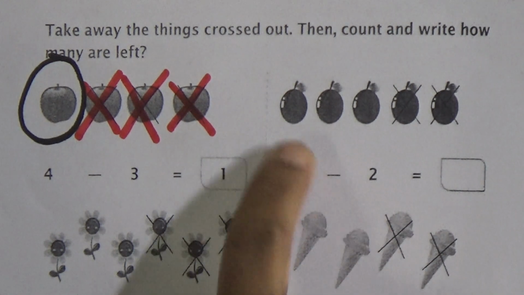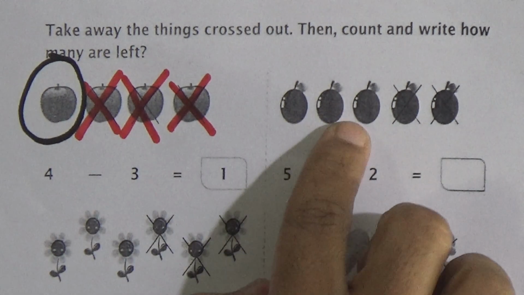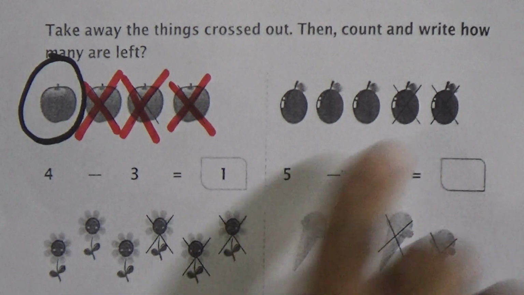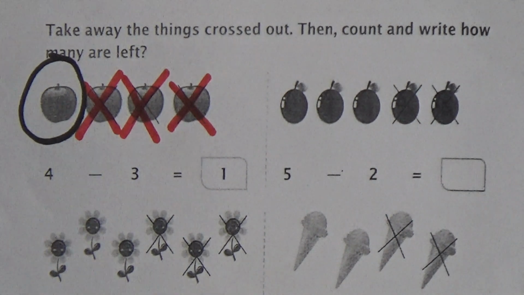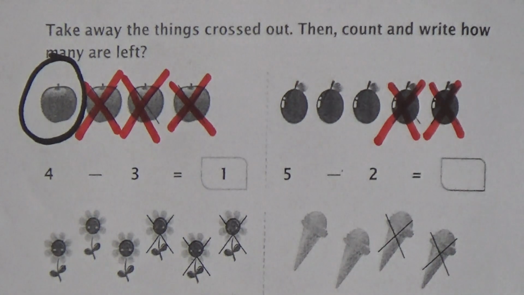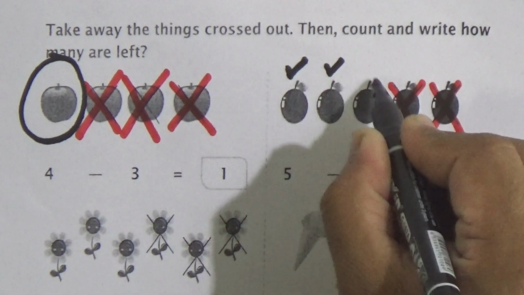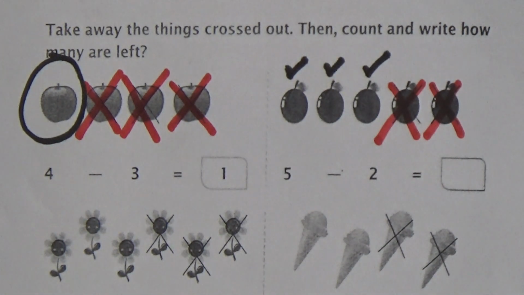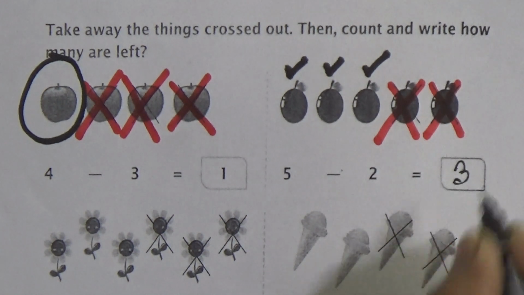5 minus 2. There are 5 blueberries: 1, 2, 3, 4, 5. From those 5 blueberries, we need to subtract 2 blueberries. That means we need to omit 2. So omit these 2, 1, 2. 2 are omitted. Now how many are remaining? Count it and write down in the box. It's 1, 2, 3. So 3 blueberries are remaining if we subtract 2 from 5. So the answer will be 3. I hope you have understood how to solve. In this way, we should solve all the problems.